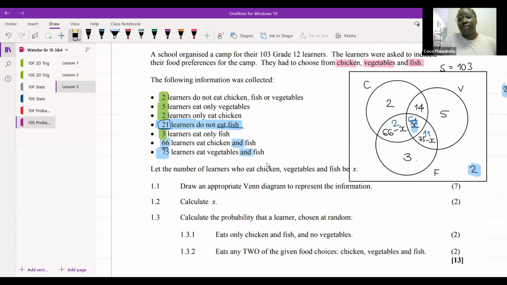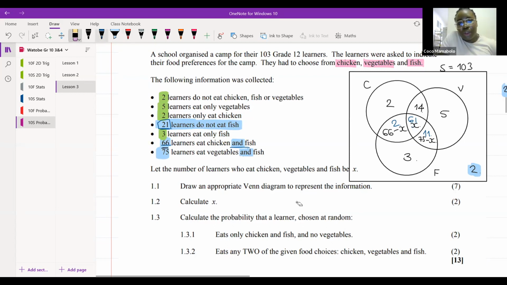So that 66 minus x. Why are we subtracting it by x? Okay, because they're saying 66 learners eat chicken and fish. Does that mean that they don't eat all 3? No. So if we just write 66, it means we've already included them in here as well. So we can't count them twice. Oh, okay. That's why we minus, because we didn't know what the middle number was, we need to make sure that we don't count them 2 times.